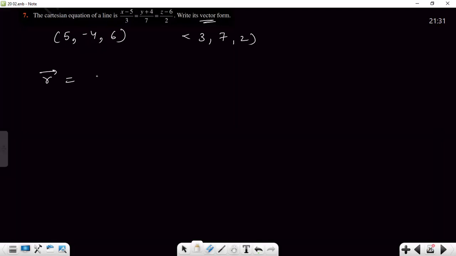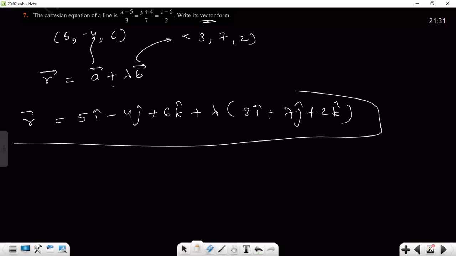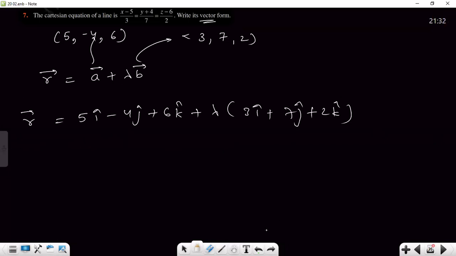R vector is equal to A vector plus lambda of B vector. This is for the direction, this is for the passing point. So 5i minus 4j plus 6k cap plus lambda into 3i plus 7j plus 2k is the vector form of the straight line. Understood? Yes, sir. Now, next question.